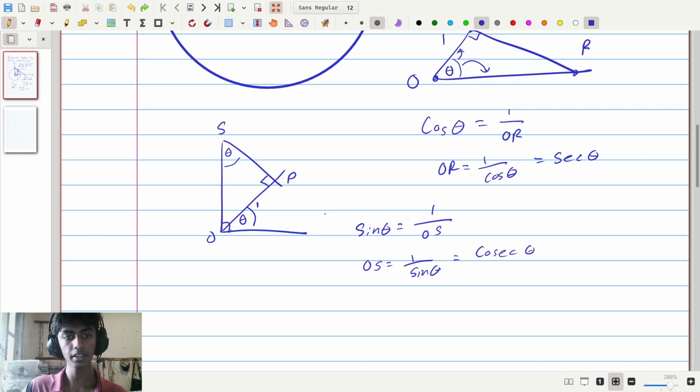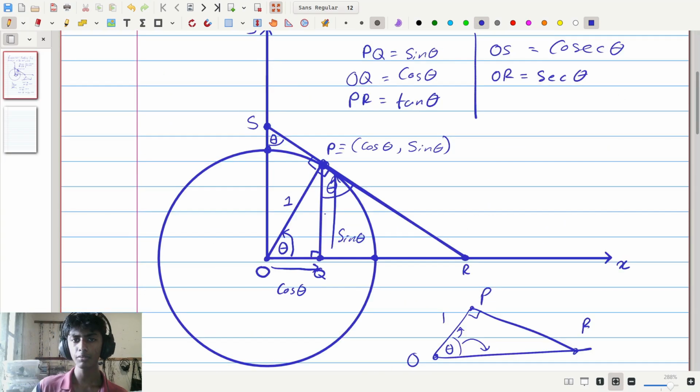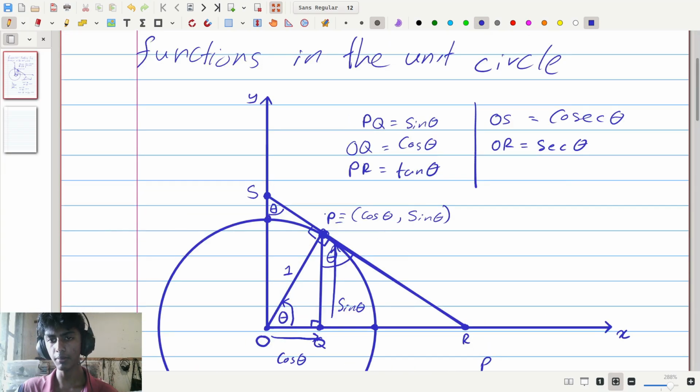Considering this triangle, if you take tan theta, tangent of theta is this divided by this. So therefore tangent of theta in this triangle is 1 divided by SP. So therefore SP is 1 divided by tangent of theta, which is what we call the cotangent of theta. So you can kind of see where these functions get their name. PS is the cotangent of theta. So here it kind of makes sense.